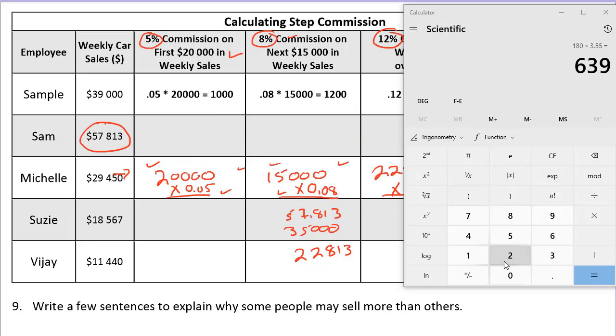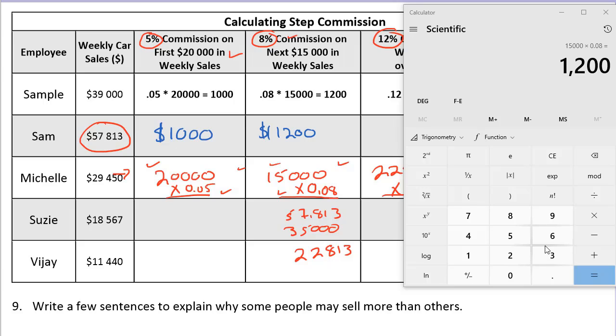All right, for the first bin, there's $20,000 in there. It's full up. And we're going to multiply by 0.05. So that means that Sam is going to earn a total of $1,000 in commission for the first bin. For the second bin, there's $15,000 in that bin. So $15,000, and we're going to multiply by 0.08 because Sam is going to earn 8% on the sales in this bin. And when we multiply, we get 1,200.